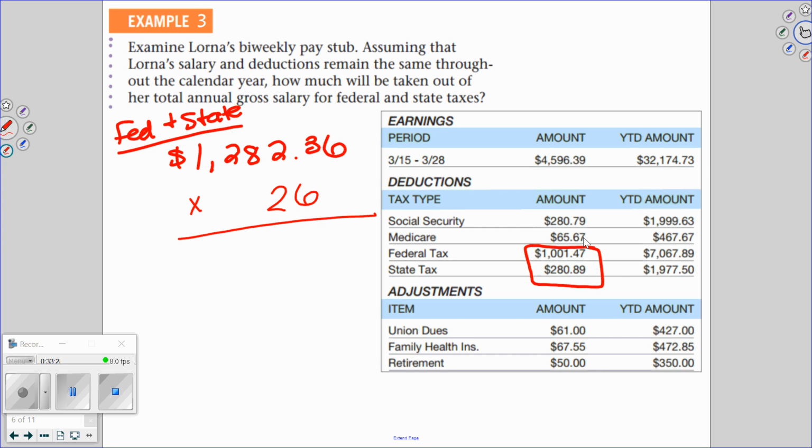So it wants to know how much will be taken out of her total annual gross salary. Annual, meaning for the entire year, how much is coming out. So we multiply that, and we get $33,341.36. Look at that. For the year. That's just in federal and state taxes.